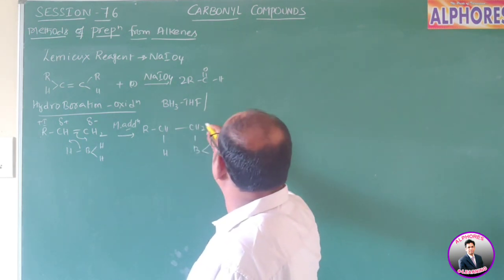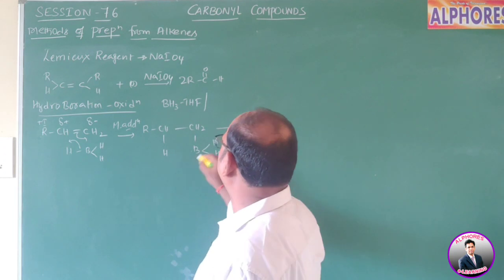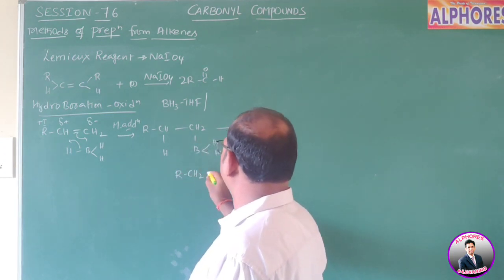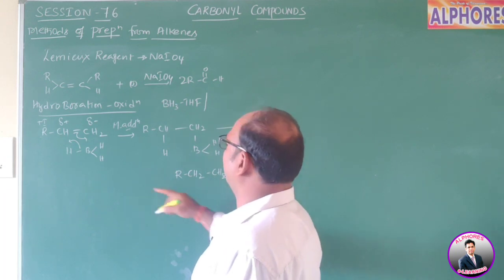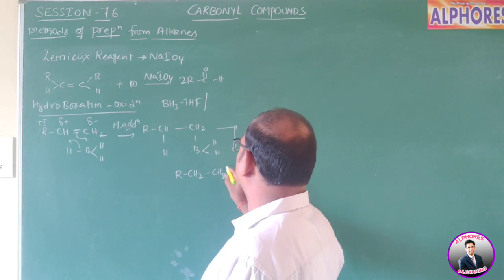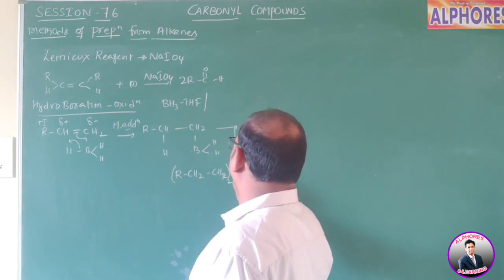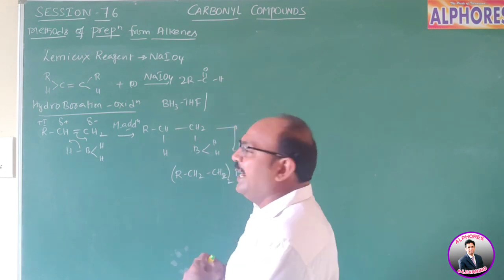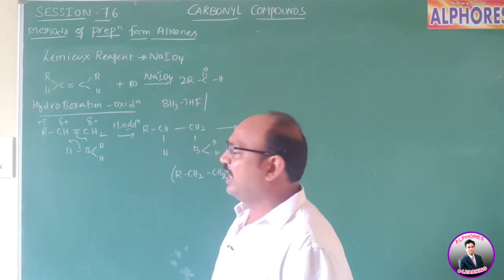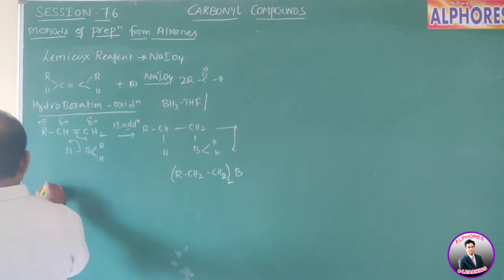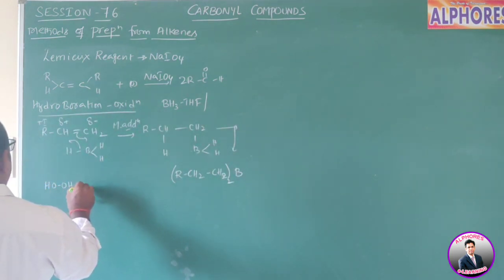Repeating this reaction two more times, we get RCH2CH2 groups. In the first reaction, one hydrogen is displaced by an alkyl group. Like that, the remaining two hydrogens are also replaced by two alkyl groups. Then we get trialkylborane. So far, addition of borane is completed, followed by oxidation. For oxidation, in general, we use hydrogen peroxide and alkali.